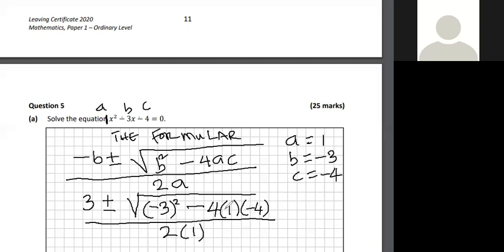So by the time you put this in your calculator, you do the plus first. You do 3 plus the whole of this divided by 2. Then later on you do the minus. You are going to get 4 and minus 1. So if you put them properly in your calculator, you can try it and tell me what you get.